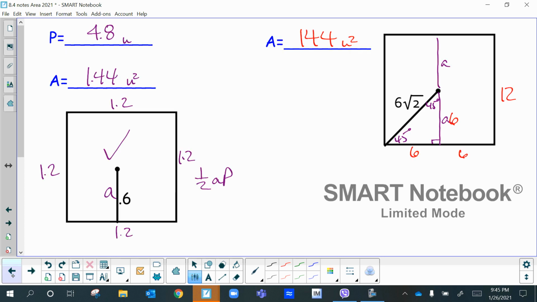All right, so we did a lot of examples with regular polygons. That should help you with the homework.